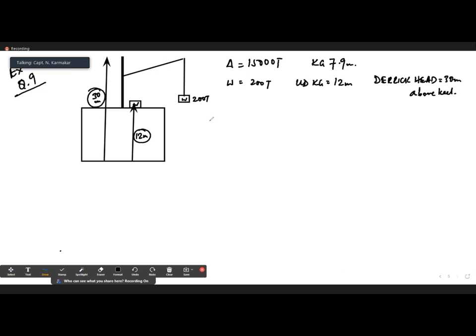So we are not interested in the jetty. So during loading, we can just do a quick calculation. 15,000 into 7.9 is equal to so much, plus 200. And what will be the kg of the weight during loading? 30 meters. So add up everything, we are loading. 15,200.